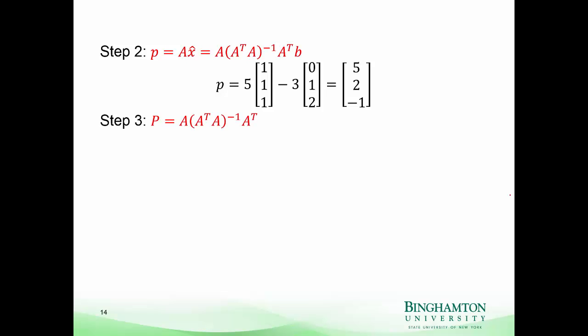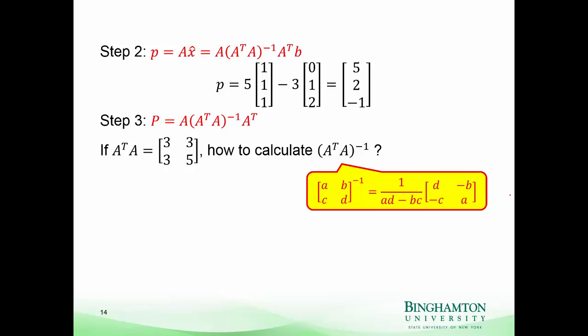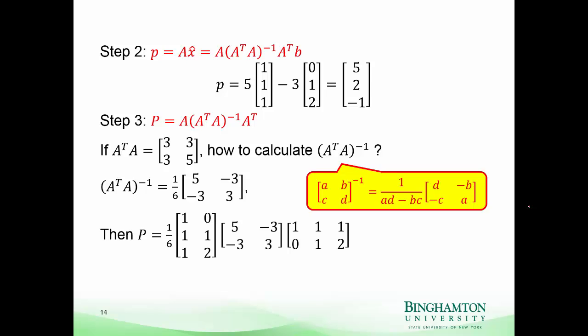Step 3 is our projection matrix. And to get that, at least from this point of view, we do need to find that inverse, A transpose A inverse. Fortunately for a 2 by 2, we've seen a formula for that. It's pretty easy to do. So we use this formula, we get something that looks like that, and then form the whole thing. There's our projection matrix that looks like that.